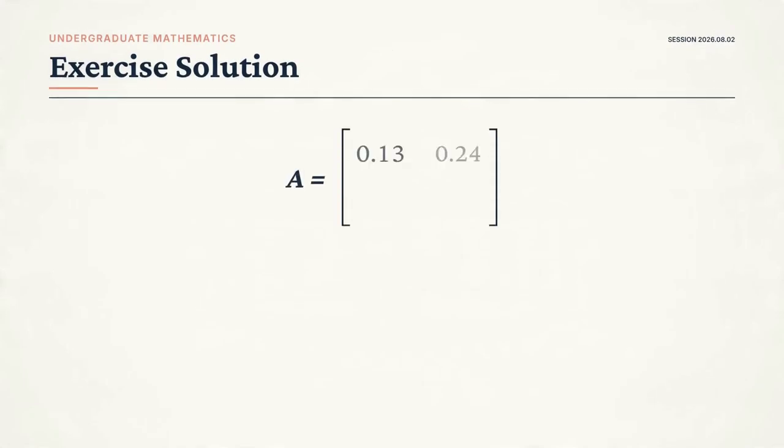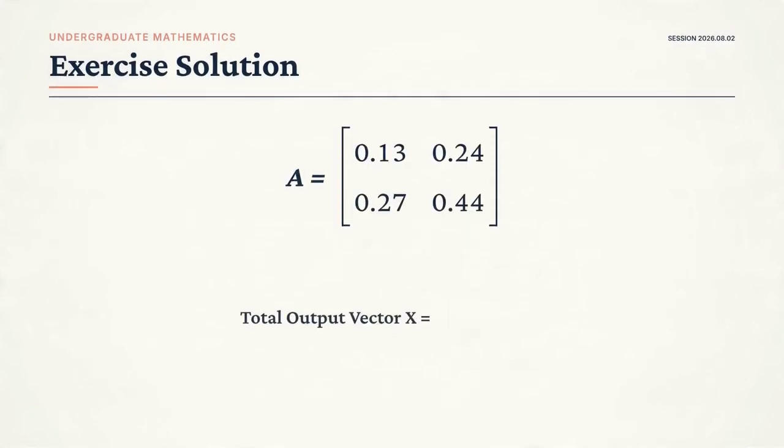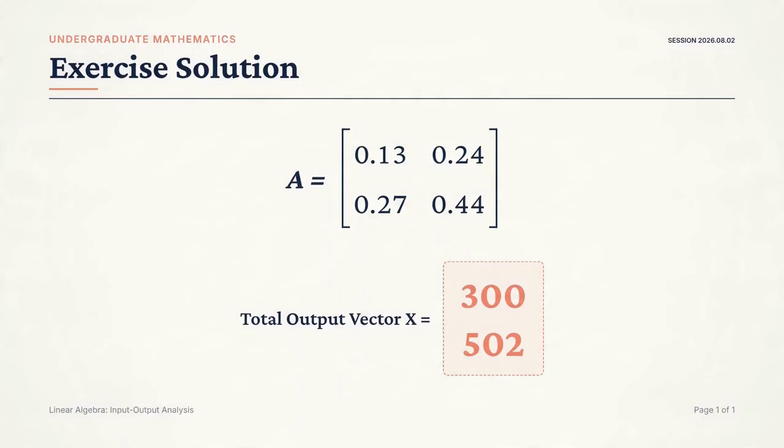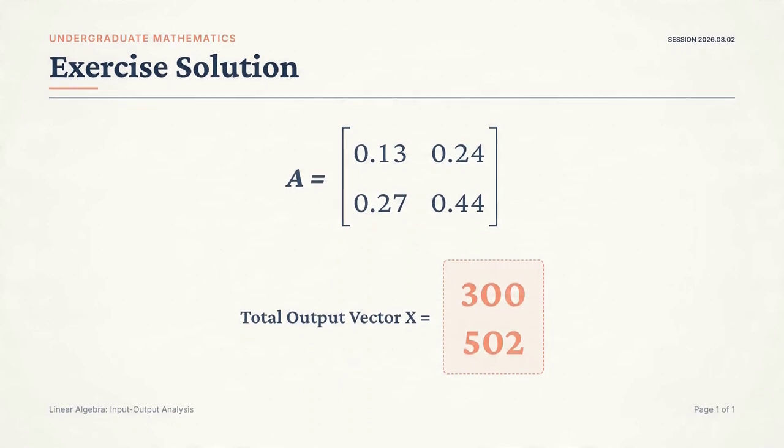The solution reveals our technical matrix A and the resulting total output requirements of 300 for agriculture and 502 for industry. Notice how the outputs match our original totals. This confirms that the Leontief model perfectly balances inter-industry demand with final supply, a vital check for any national planner.